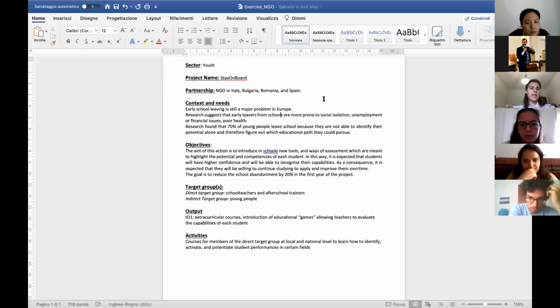So the first step is to have teachers that are actually able to recognize those skills. And then as activities, I have courses for members of the direct target group at local and national level, so that they are able to identify, activate, and potentiate student performances in certain fields.